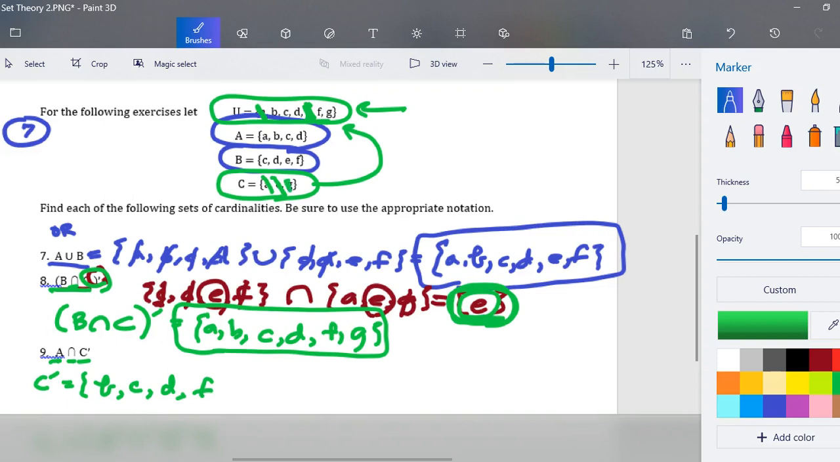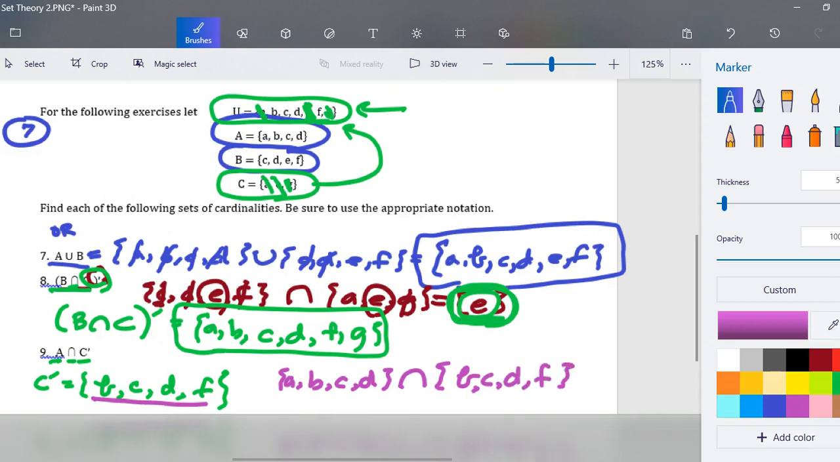And G is in C, we cannot include it. So now that we have the complement of C, we can now work the original question. The original question says take A. A is A, B, C, D. And they want us to do an intersection between it and the complement of C, which is B, C, D, and F.